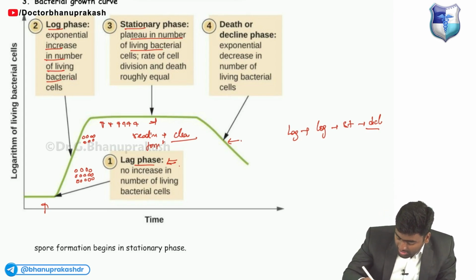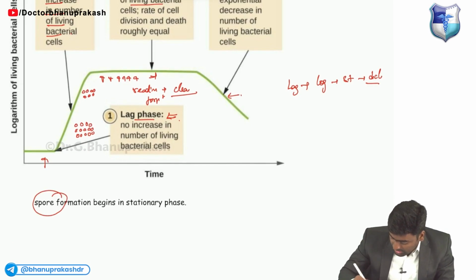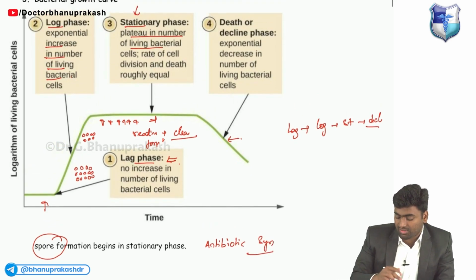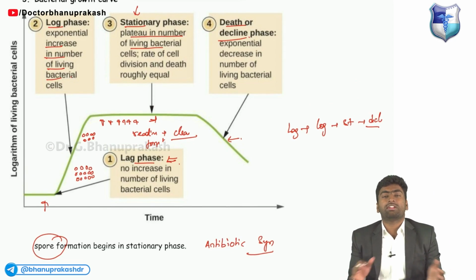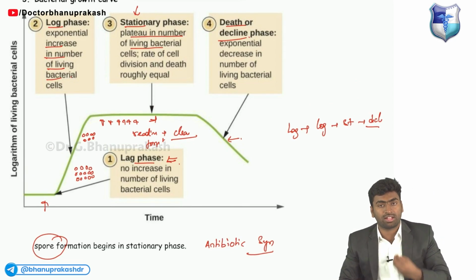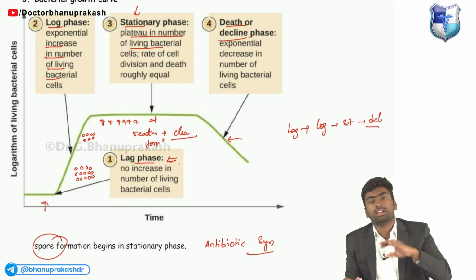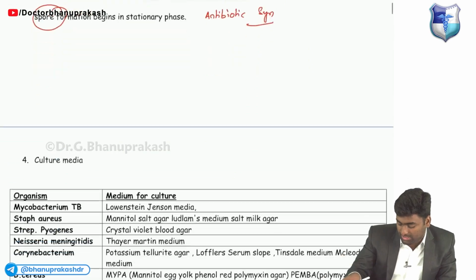And one phenomenon which takes place in the stationary phase is what? It is spore formation and antibiotic synthesis. Antibiotic synthesis happens in the stationary phase, following which there is death of most of the bacilli because they become toxic and die. So it is known as what? Phase of decline. So you will read, you will forget, you will remember, and you will forget. That's it. And you will pass the examination.